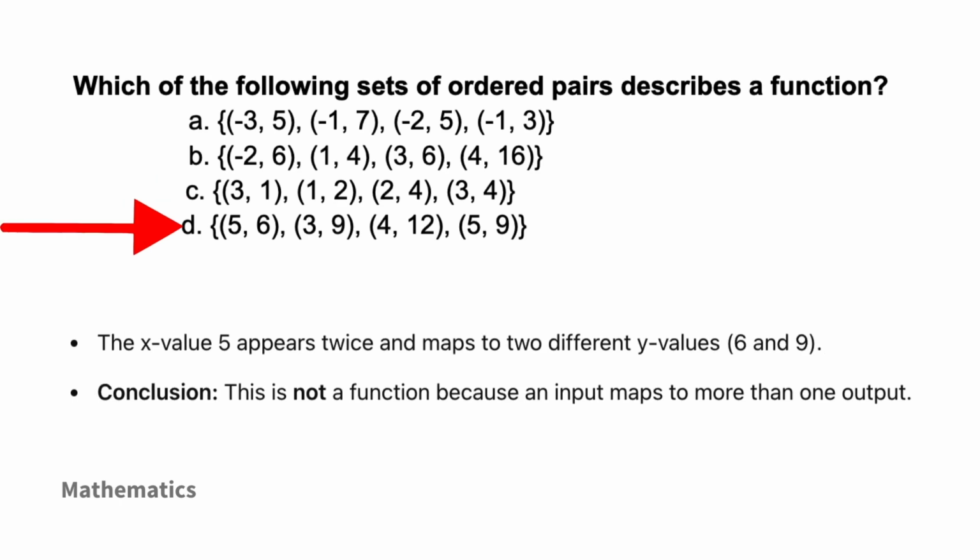Take a look at option D: 5, 6; 3, 9; 4, 12; 5, 9. The x value, 5, appears twice and maps to 2 different y values, 6 and 9. Again, the conclusion is that option D is not a function because an input maps to more than one output. Therefore, given these solutions, we know that the correct option is letter B.